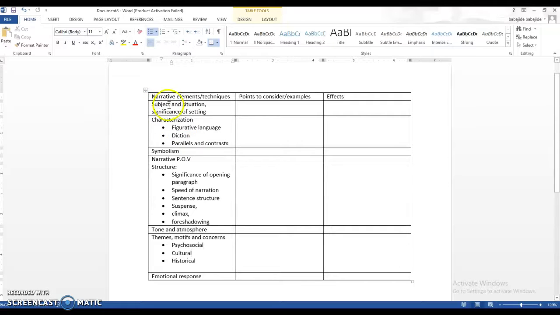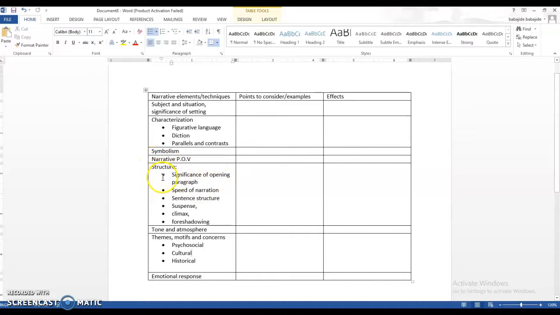We have subject, situation, and the setting. Of course, every extract has a setting, and there's a reason why it's set in that particular place. And then in discussing characterization, you would of course discuss figurative language. So all of those things about rhetorical questions, irony, and so on and so forth. Diction, the choices of words that the writer makes, and then parallels and contrasts between characters. Then of course symbolism. This would be very relevant for a novel like Howards End that has a lot of symbols, narrative point of view, then structure.